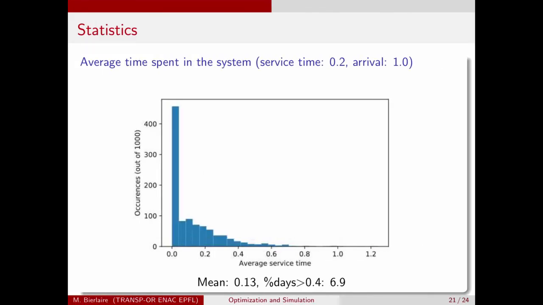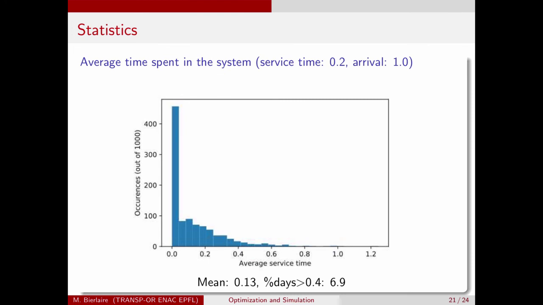So here I have plotted the distribution of the average time spent in the system by the customers for the scenario where the service time is 0.2 and inter-arrival time is 1 on average. If you look at this histogram, we have on the x-axis the average service time, and on the y-axis the number of occurrences of each value out of 1000 replications.